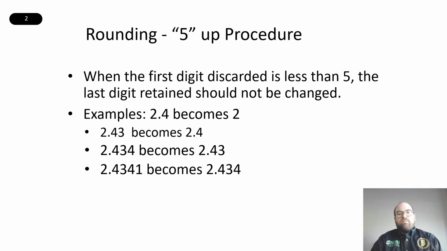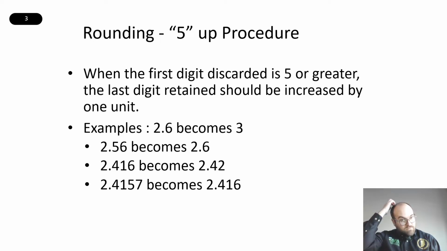which is probably what a lot of you are familiar with from school and maybe from your everyday life. That's when the first digit discarded is less than 5, the last digit is retained. So if you're rounding to the nearest whole digit, 2.4 becomes 2. Rounding to the nearest tenth, 2.43 becomes 2.4, and so on. The flip side of that is when the first digit discarded is 5 or greater, the last digit retained should be increased by 1 unit.